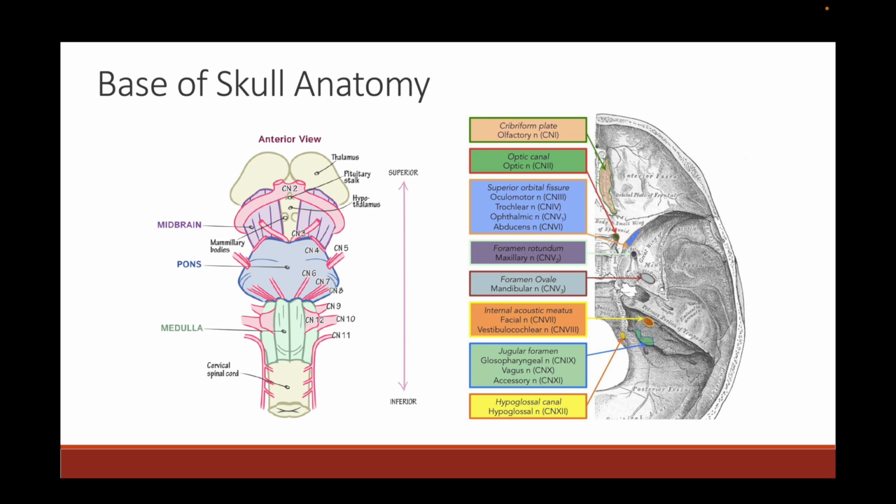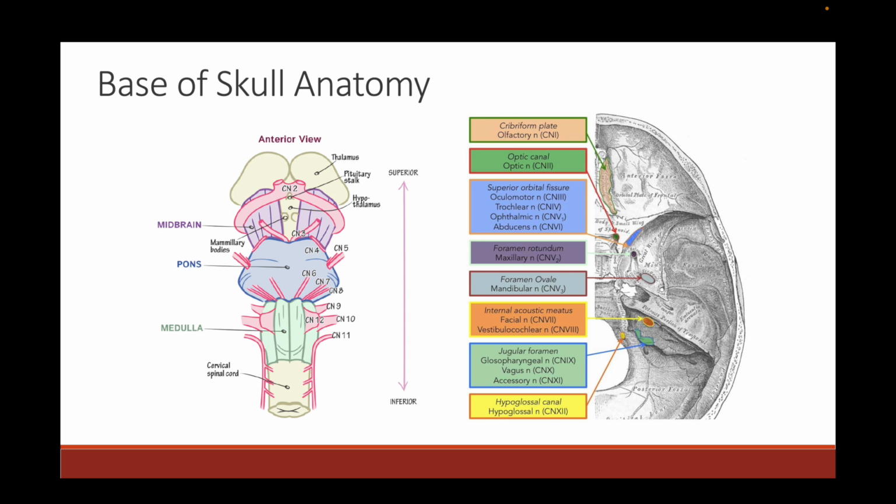So V1 exits through the superior orbital fissure. That's the S in standing. Room is R, stands for rotundum, so V2 exits through foramen rotundum. And then finally, only is foramen ovale, which is where V3 exits from. So standing room only, SRO, the superior orbital fissure, foramen rotundum, foramen ovale, for V1, V2, and V3 respectively.